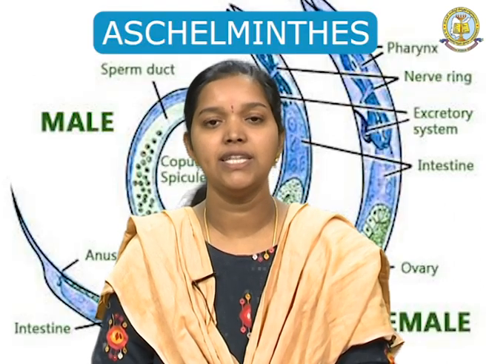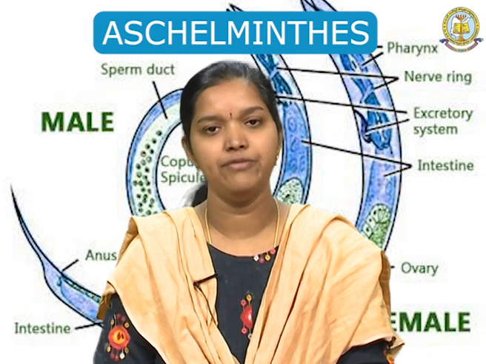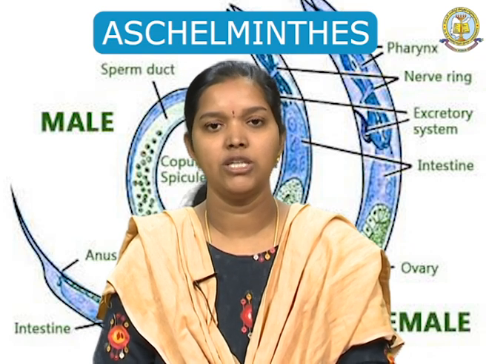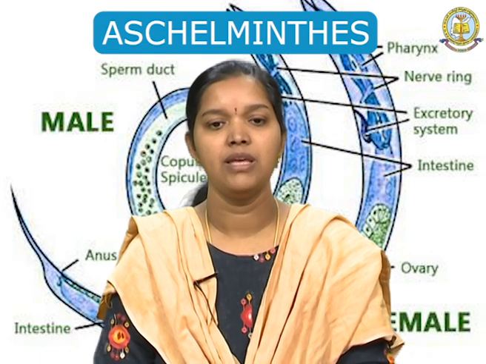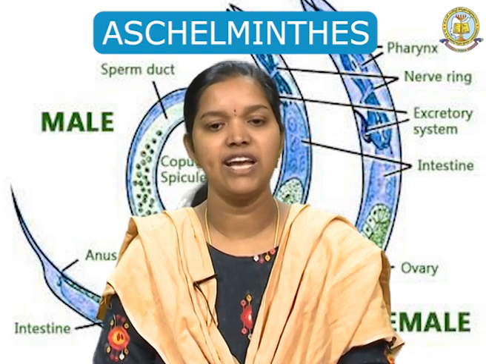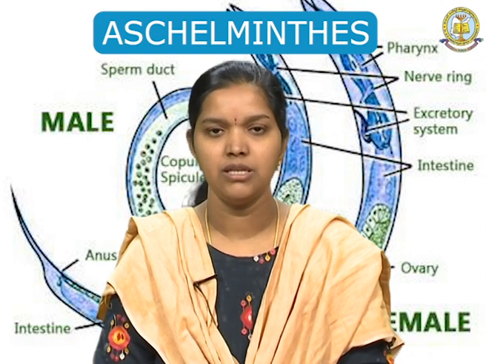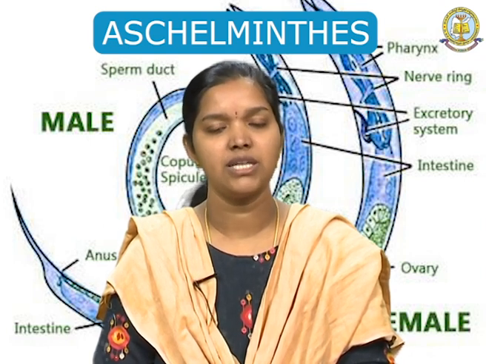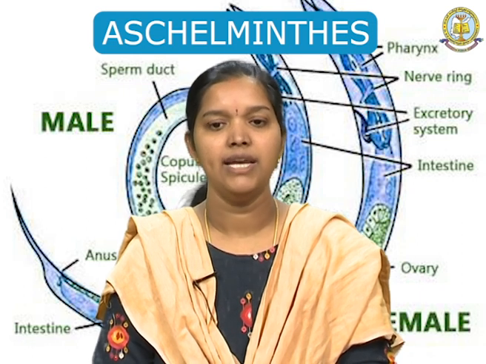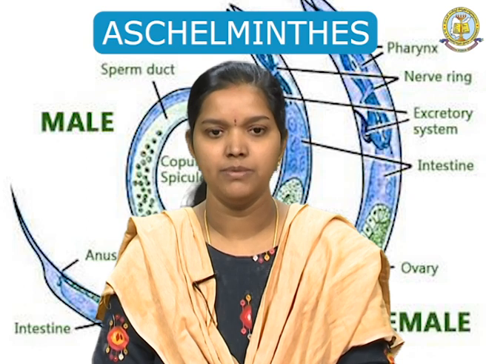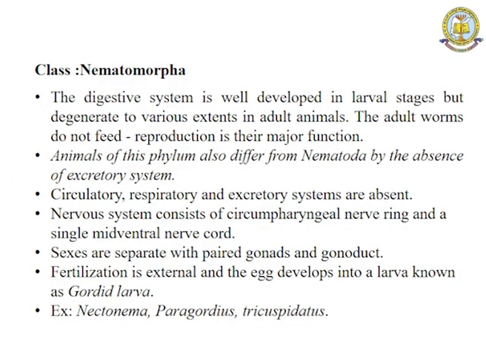And even the excretory system of these organisms differs from the other organisms belonging to the other classes of this phylum. And circulatory, respiratory and excretory systems are completely absent, and the nervous system consists of circumpharyngeal nerves and a single midventral nerve cord, and the sexes are separate with paired gonads and gonoducts, and fertilization is external, and the egg develops into a larva which is called gordid larva. So, examples are Nectonema and others.